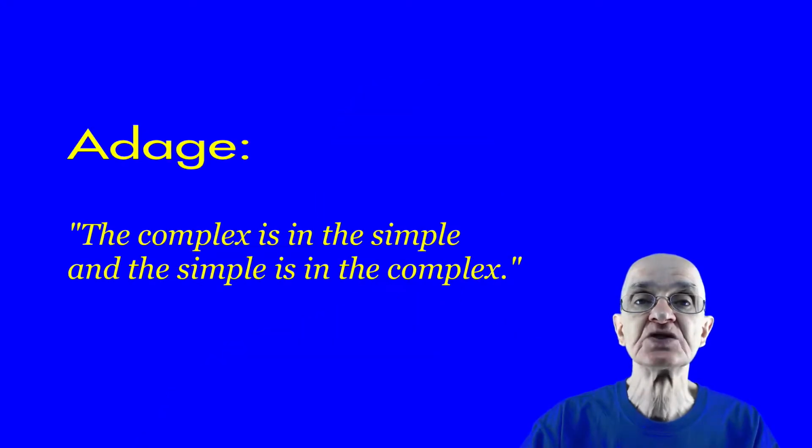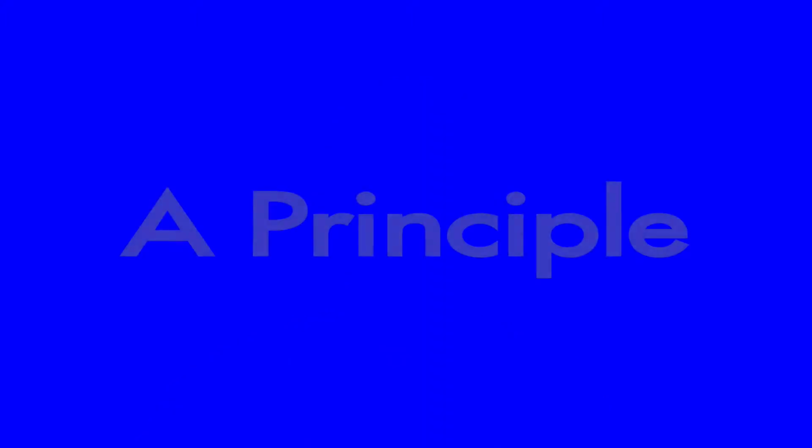There is an adage, the complex is in the simple, and the simple is in the complex. The 7 insights verify that wisdom. The Jain tradition records these insights as 7 principles.